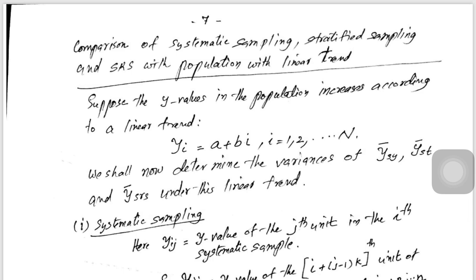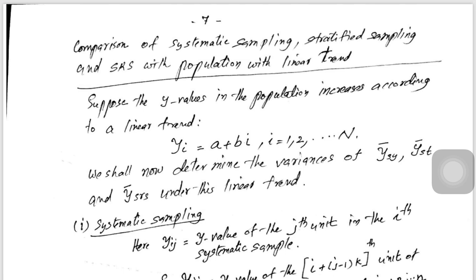Hello, welcome back. Now in this video we shall make a comparison of three sampling procedures, that is systematic sampling, simple random sampling and stratified random sampling. Out of a population of capital N units, we select small n units using these three methods.